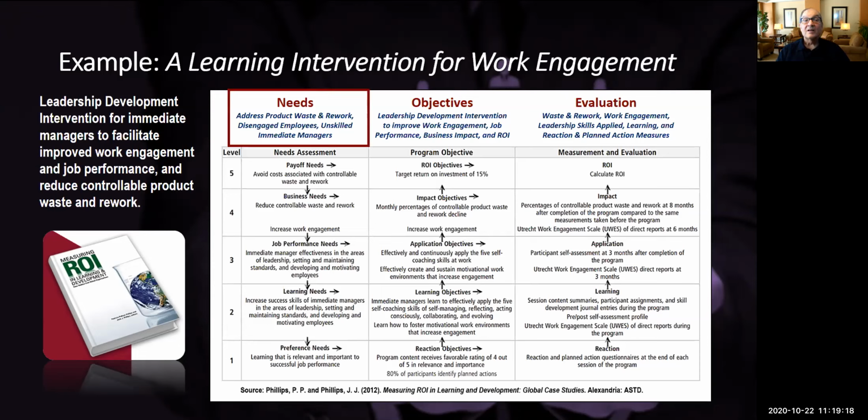Needs. Address product waste in this case and rework. In other words, reduce them. Do something about those disengaged employees. In other words, create an environment where they'll be more engaged or have higher engagement levels.